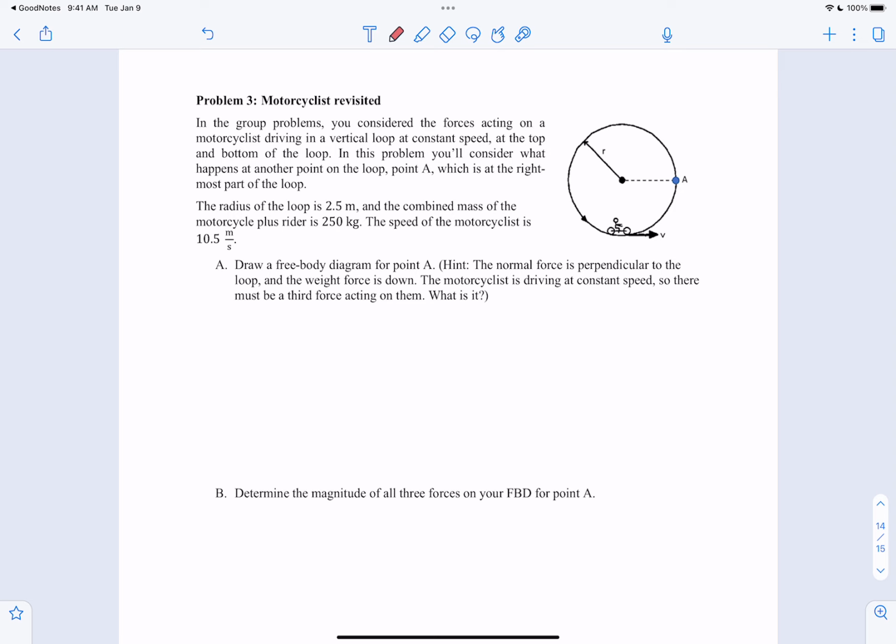Cool. So for part A, they want us to draw a free body diagram for point A. And it says, hint, the normal force is perpendicular to the loop. Weight force is down. Motorcyclist is driving at constant speed, so there must be a third force acting on them. What is it?